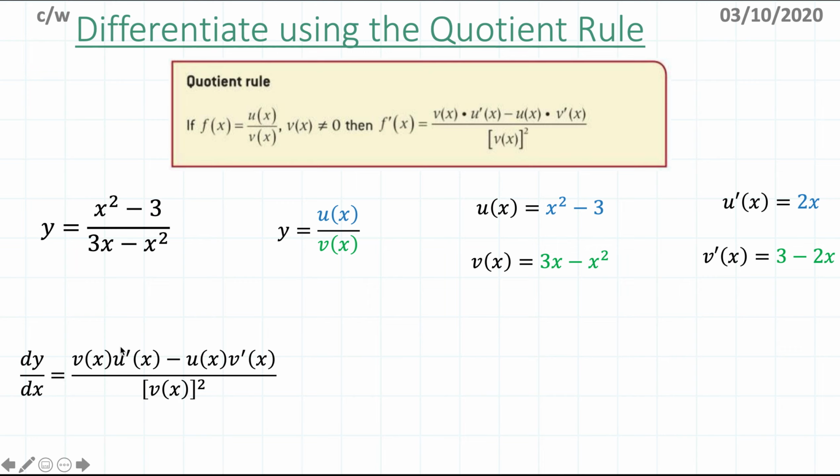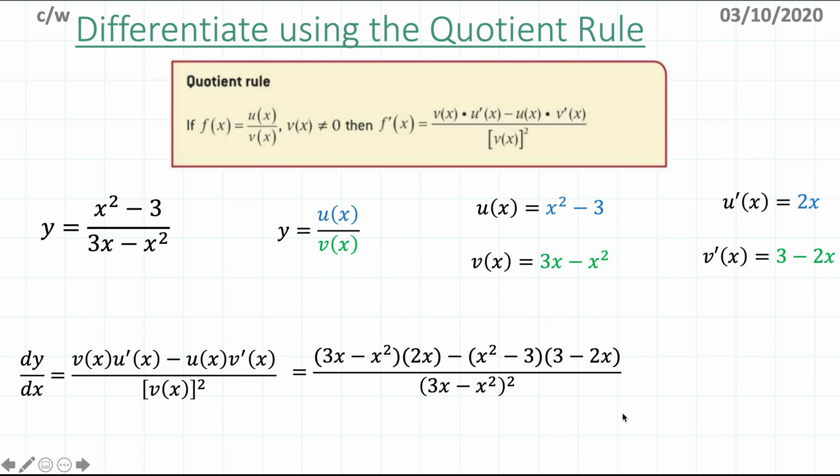Now what does it actually mean? Well, it tells me that I need to take the original v and multiply it by the derivative of u, and take away from it the original u multiplied by the derivative of v, and divide the whole thing by the original v squared. The reason we're using square brackets is because we don't want to confuse it with too many curved brackets, but it's still the same thing. Basically it just says take v of x and then square the whole function.